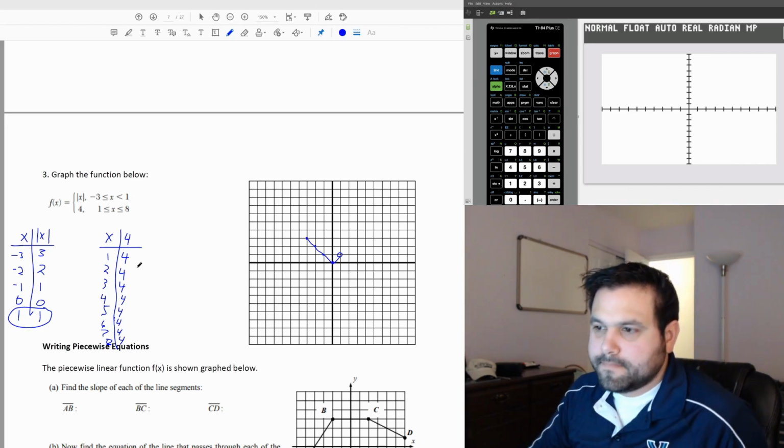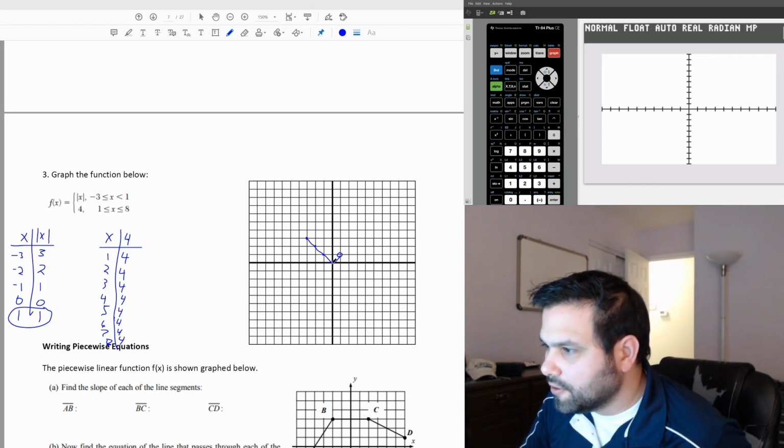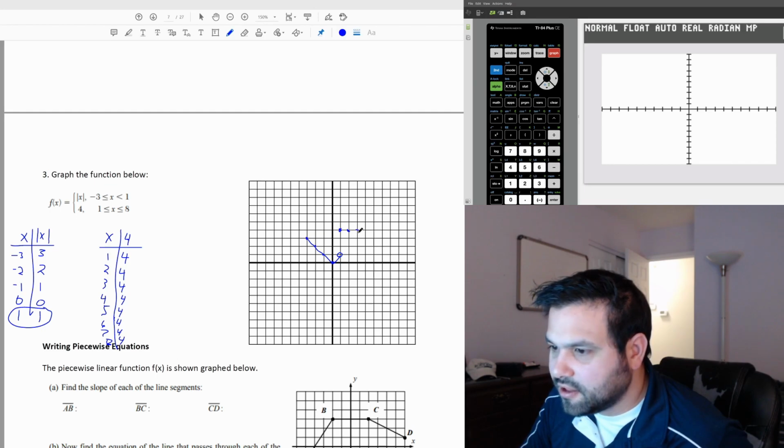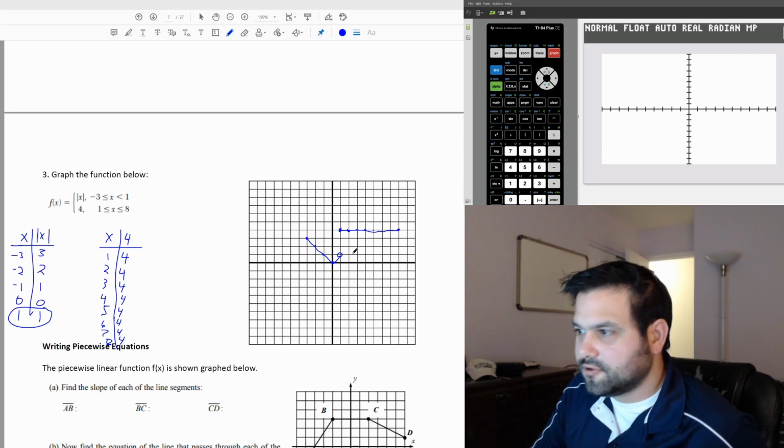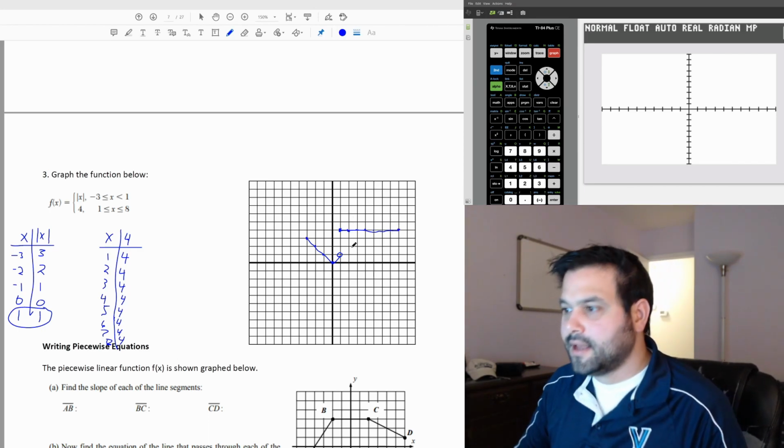Okay. Next, 1, 4. 2, 4. 3, 4, everything 4 until you get all the way up to x equals 8. So 1, 2, 3, 4, 5, 6, 7, 8. Right? And all of these are 4s. And you just get this horizontal line, which hopefully comes out a lot better than that.